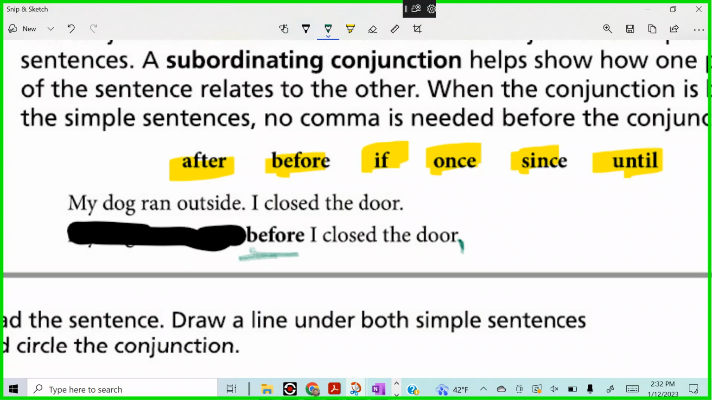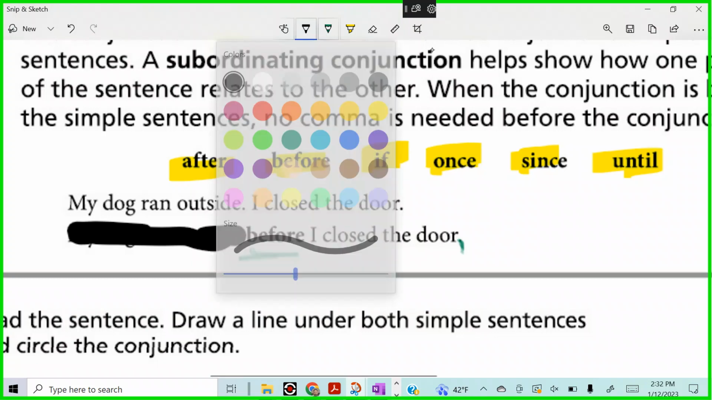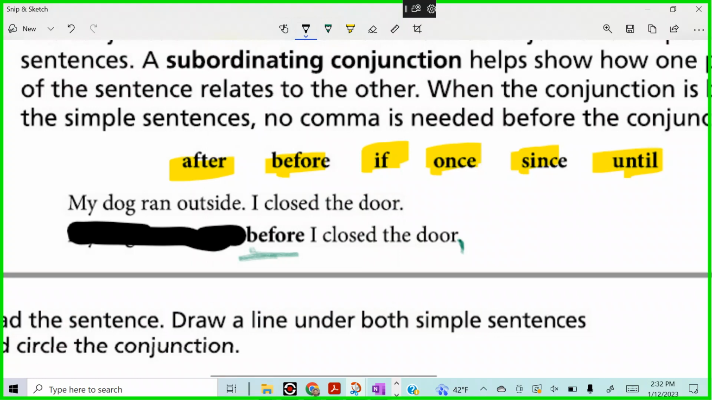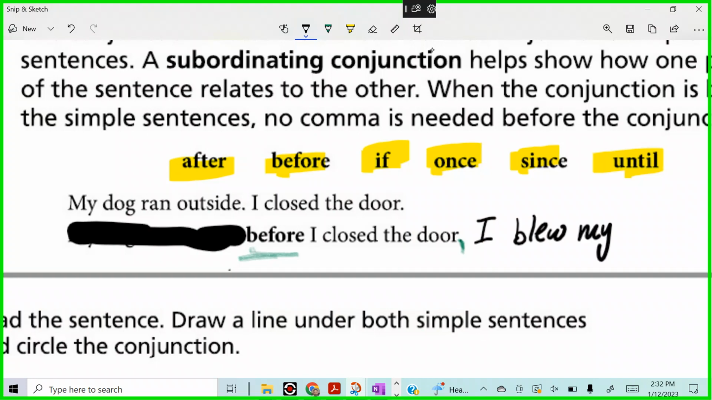Before I close the door, you would have a comma here. Now how about this, Drew? You ready? I'm going to ask you a question here. Before I close the door, I blew my nose. All right, so now look. Ready? Before I close the door, I blew my nose.